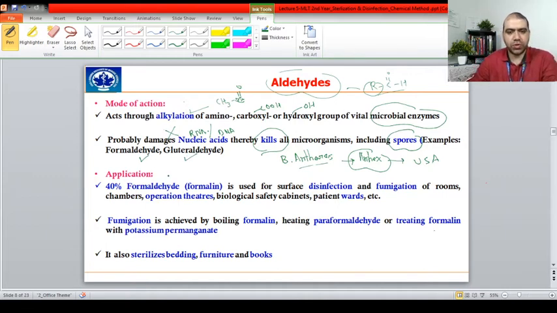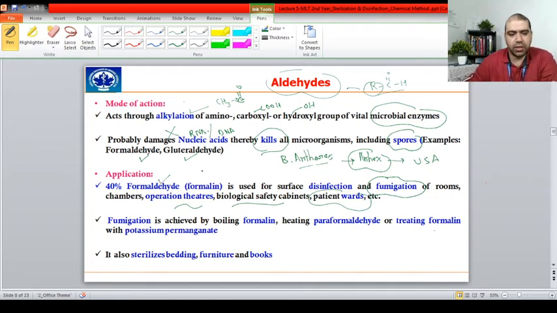So what are the applications of aldehydes? Number one, which we particularly use in the laboratory when working with microorganisms, is fumigation. Fumigation means you add some chemicals and fumes come out and disinfect your rooms, chambers, or even operation theaters. There should be no human being inside, and you can do it in different places.